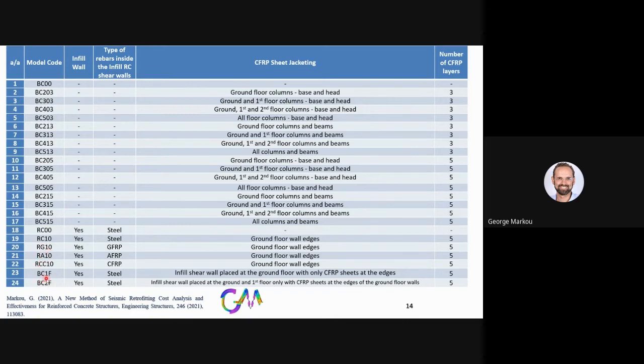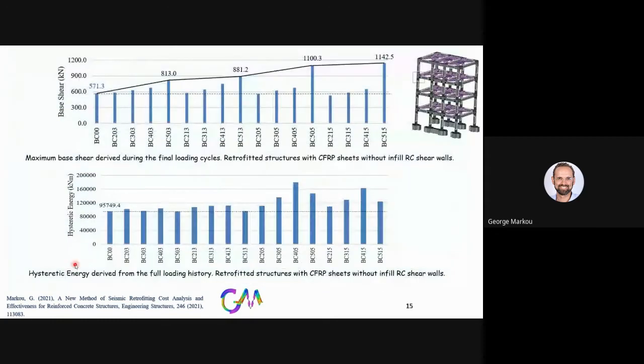And there were 2 last models where we applied shear wall only at the ground floor, and here shear wall at the ground and the second floor. So these are the 24 models. And of course, the maximum base shear derived at the final loading cycles can be seen here for the case where we did not assume any infill shear walls.